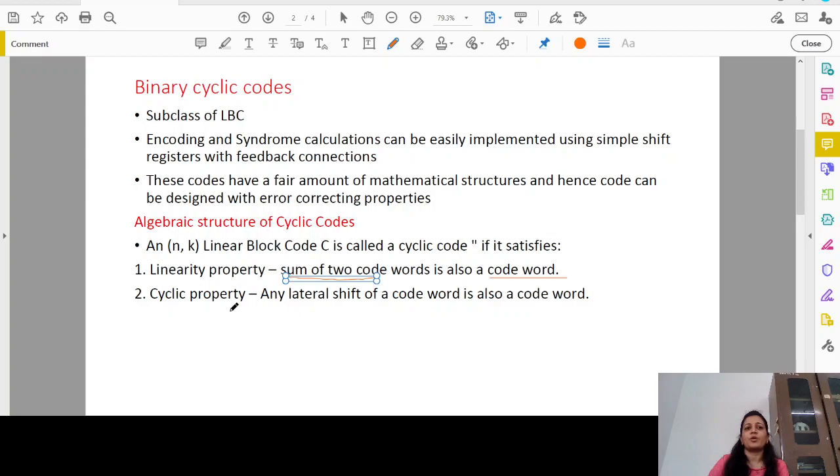And what is a cyclic property? The cyclic property states that if you perform any lateral shift of a code word, then that is also a code word. That is, if you are performing a cyclic shift, right? If I assume that you are performing a right cyclic shift of each bit, then the code word which results from this cyclic shift will also be a code word. So if any code satisfies these two properties, that is the linearity property and the cyclic property, then we will call such a linear block code a binary cyclic code.